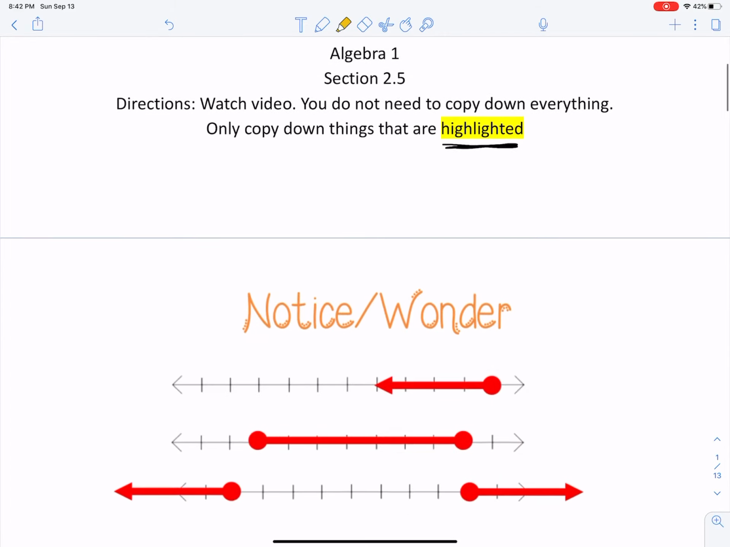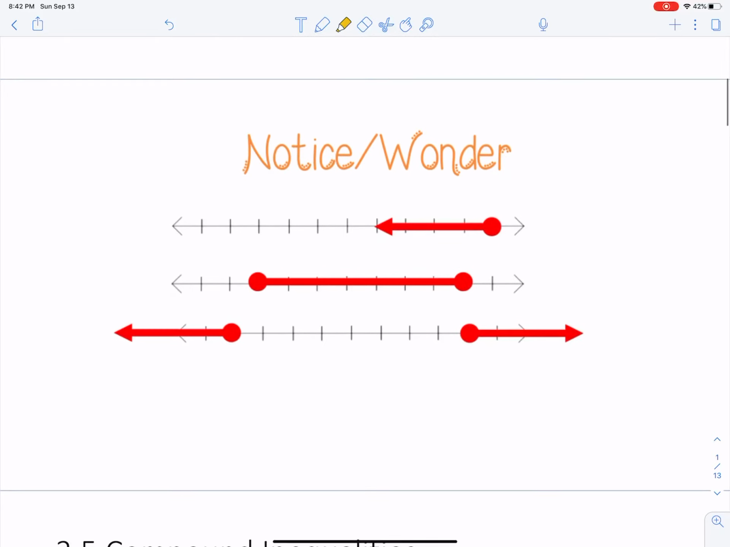Usually in class I stop here and have everyone talk about things that they notice and wonder. So take a moment and think of things that you notice or wonder about these three inequality graphs. If you want to pause, you're more than welcome to, but hopefully you have something in the back of your mind that in class you would be willing to share.